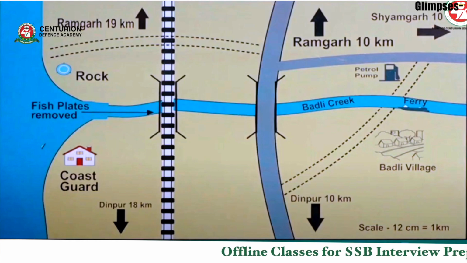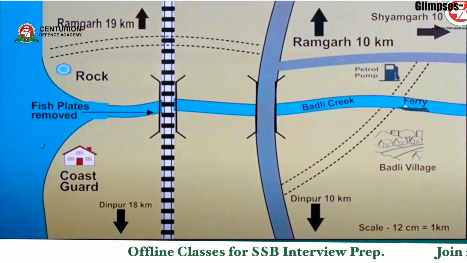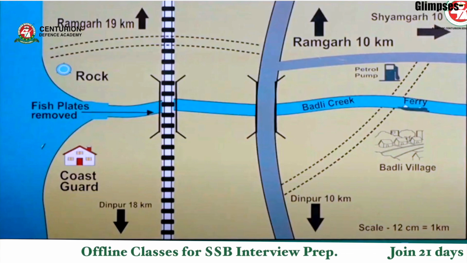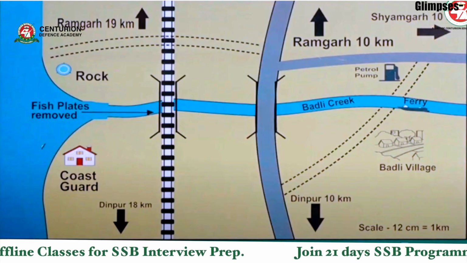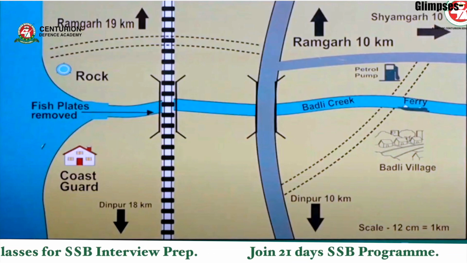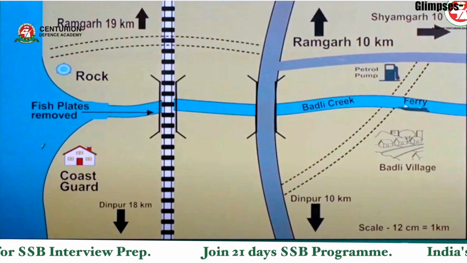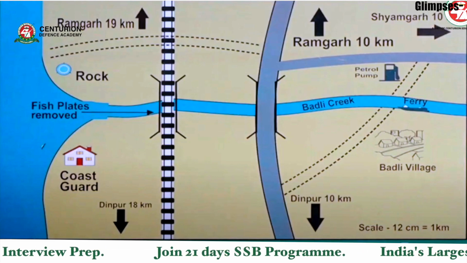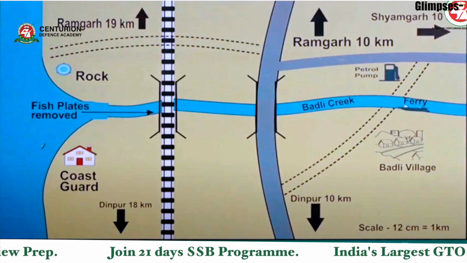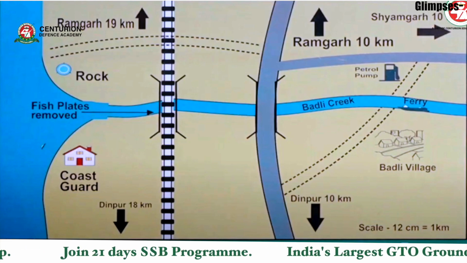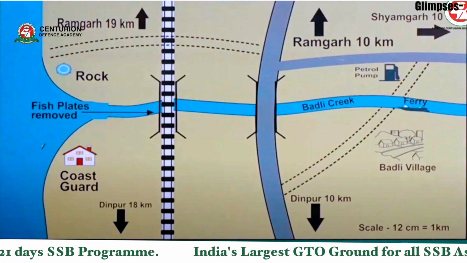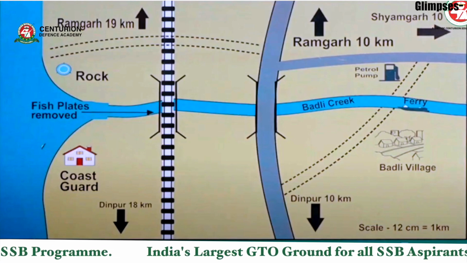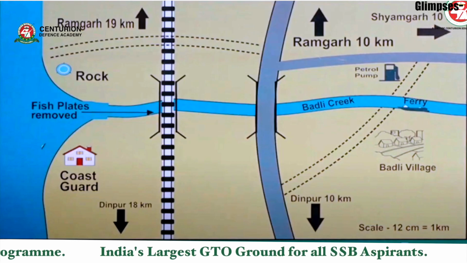And this road in this direction goes to a place called Dinpur, which is 10 kilometers from here. And this railway line also goes to Dinpur, which is 18 kilometers from that end of the rectangle. And here is the Coast Guard, and of course this is a water body. Over here you see a place known as Rock, and back to Ramgarh. Okay, anything left out? All covered?